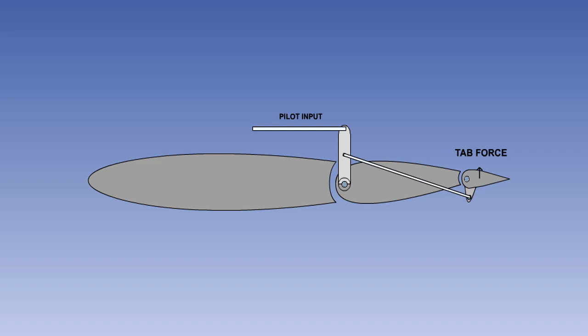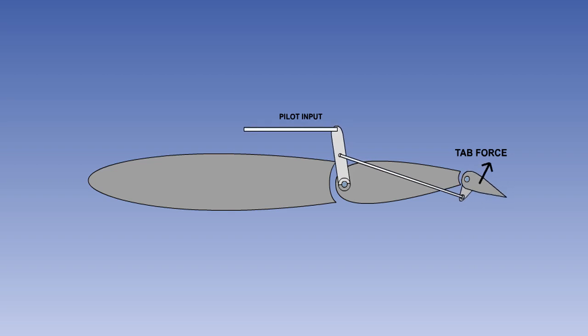The servo tab is used to assist the pilot in moving the control surface. It differs from the previous two tab controls in that the pilot actually controls the tab and not the control surface. Movement of the tab generates an aerodynamic force which moves the main flying control.